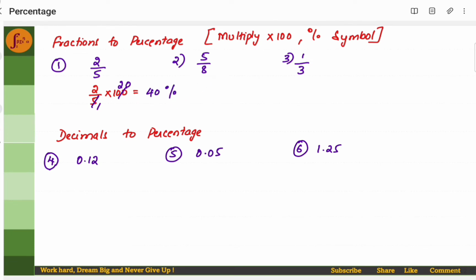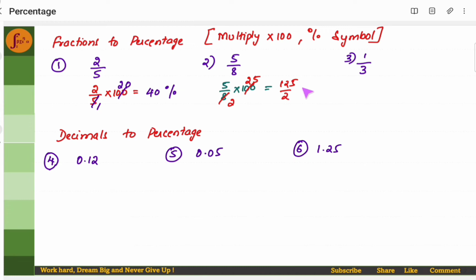This is first one. Now let's work out the second one. Second one is again 5 by 8 multiply by 100 and put the percent symbol, right? So what we'll get? 4 2s are 8, 20, 25. So we'll get 125 by 2, right? Which is nothing but 62.5%. 62.5% is what we get.